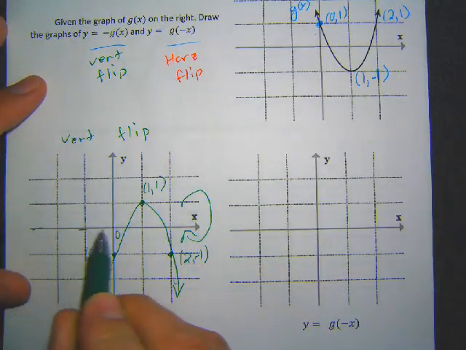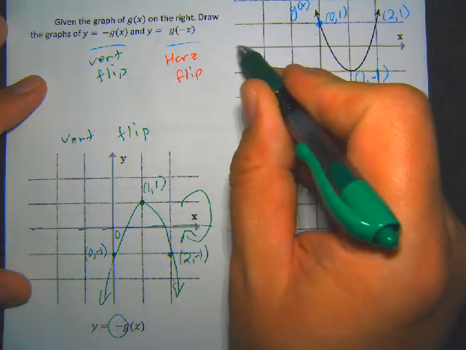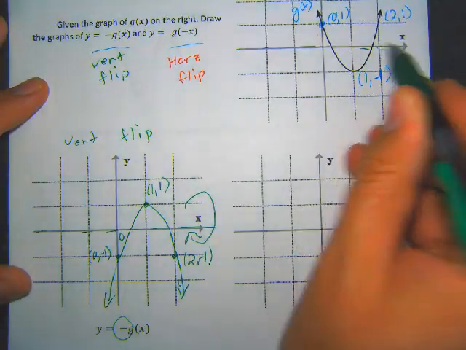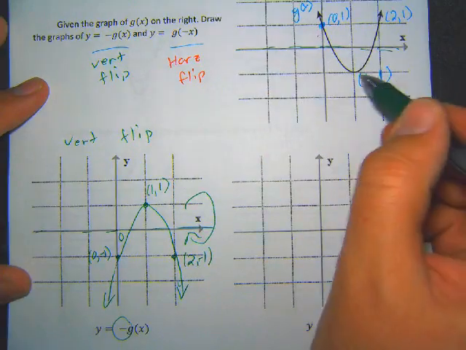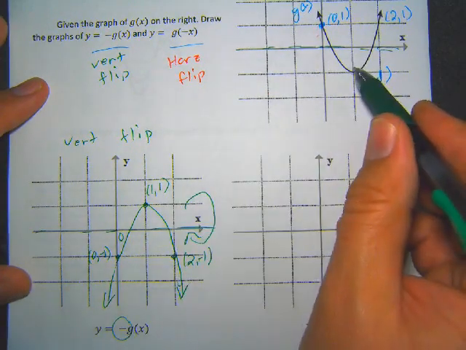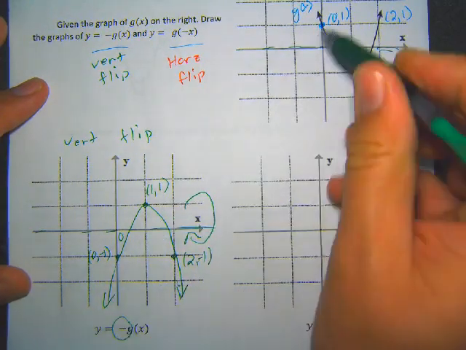Again, we're flipping over that axis. We're flipping over this x-axis. That's what we flipped over. So that's why some of it ended up on top because it used to be below. Some of it ended up on bottom because it used to be above.